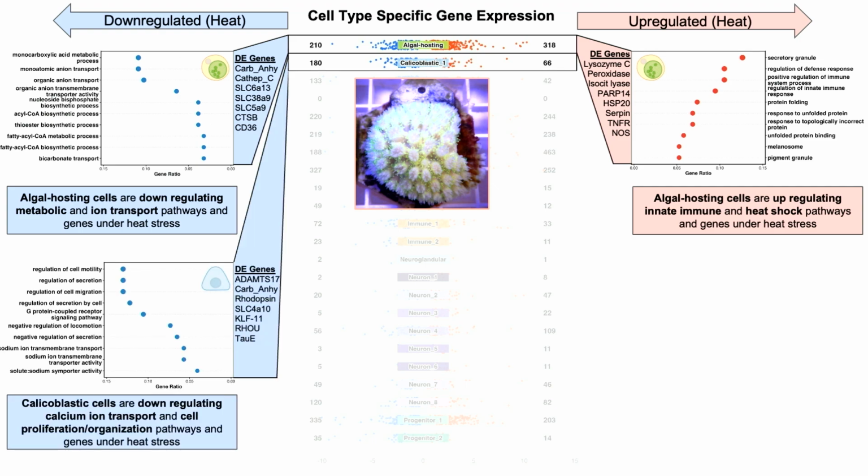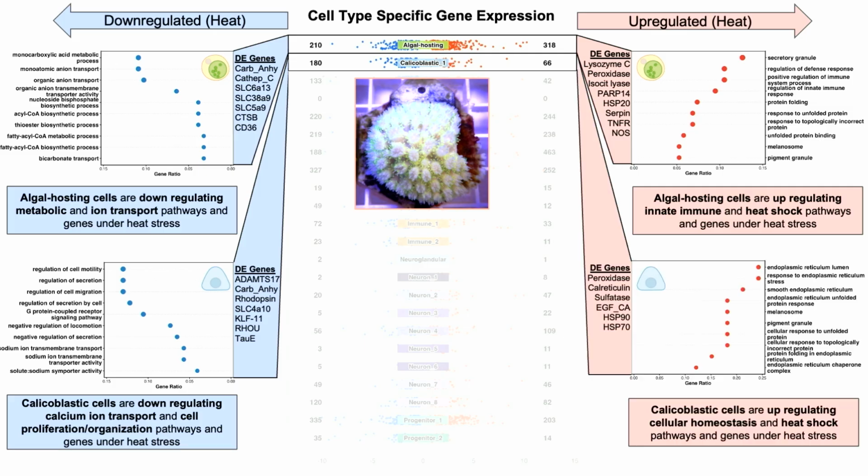When we look at the calcoblastic cell types, we see that they're downregulating calcium ion transport and proliferation and cellular matrix organization, suggesting that calcification is being stunted during heat stress. And then we see that they're upregulating basically just genes trying to survive. So these cells are just in a really stressed state.